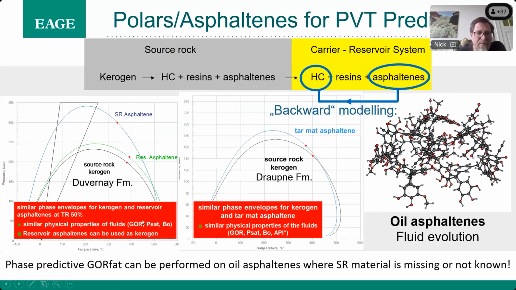So they show very similar envelopes, meaning that the fluids have similar properties, and so reservoir asphaltenes can be used instead of kerogen. This is very important at times when source rock material is missing or not known, or you do not know what the source rock is. So oil asphaltenes can be used in a kind of backward modeling approach or top-down approach. Also, perhaps for calibrating the predictions you did on the source rocks.